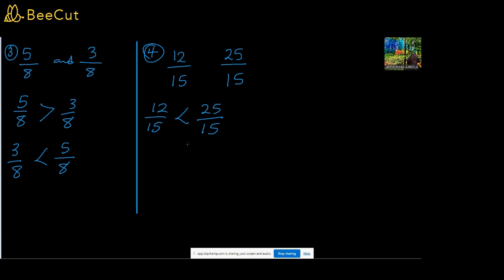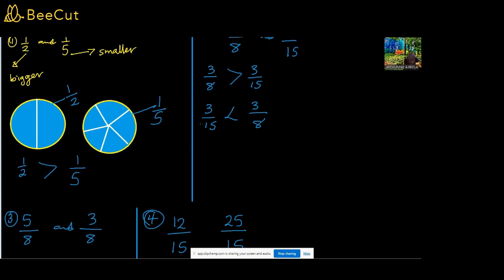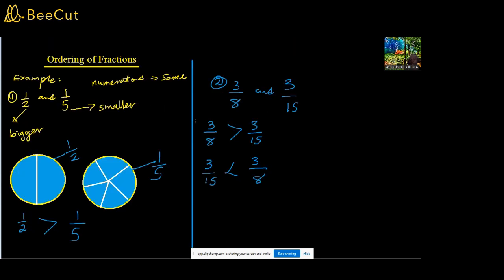Okay, now this is the second situation. The first situation, we said the same numerator and different denominator. You consider the bigger denominator as the smaller fraction, the smaller denominator as the bigger fraction. Is that clear?